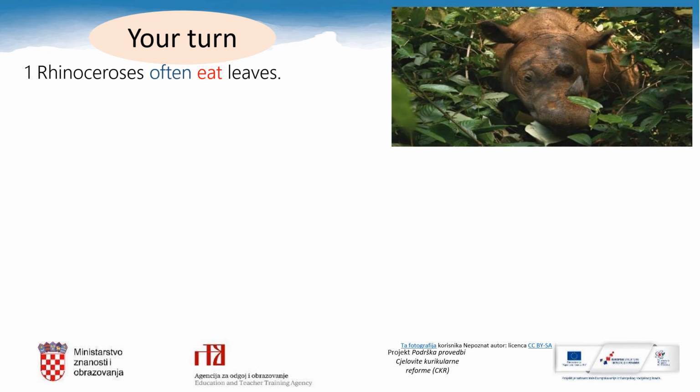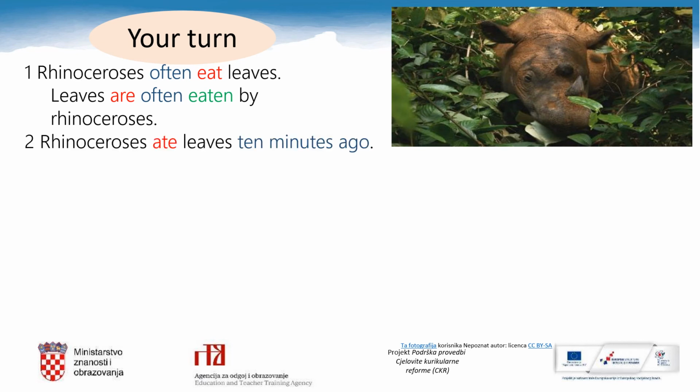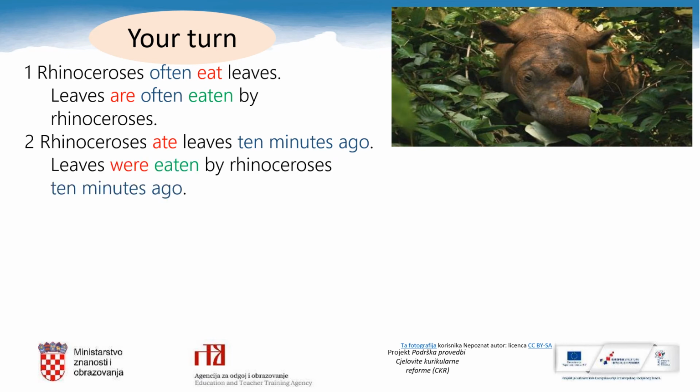Number 1. Rhinoceroses often eat leaves. This is the present simple tense. Leaves are often eaten by rhinoceroses. That's right. Number 2. Rhinoceroses ate leaves 10 minutes ago. As you know, this is past simple tense. Leaves were eaten by rhinoceroses 10 minutes ago. Right.